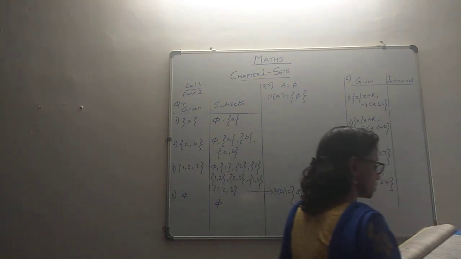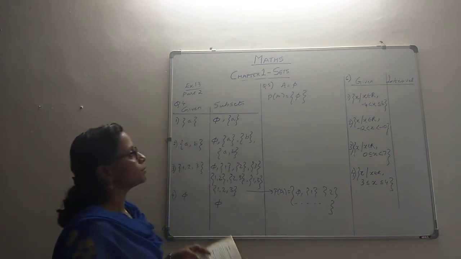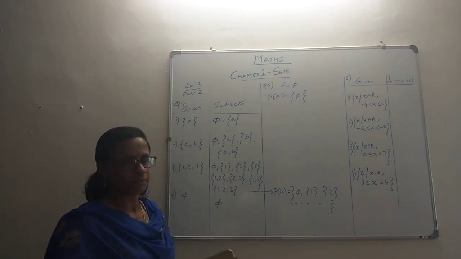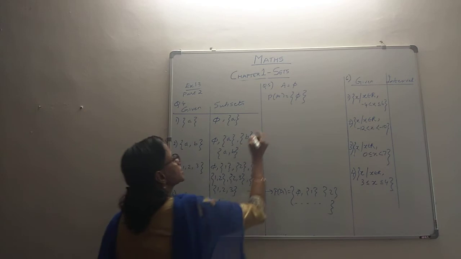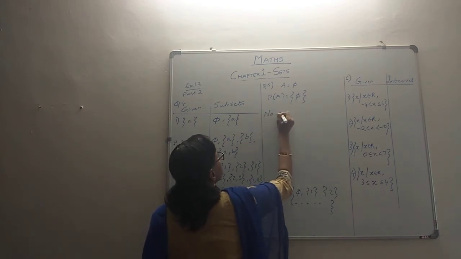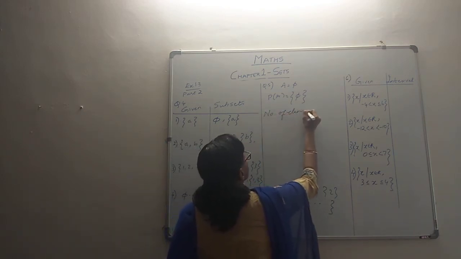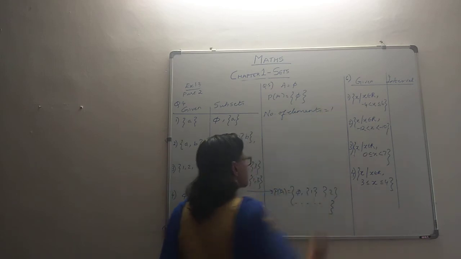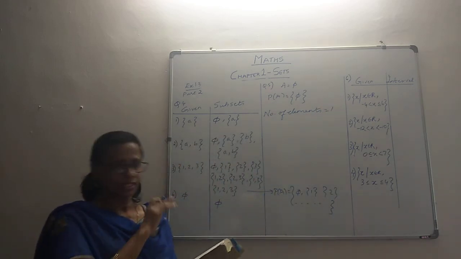Let's quickly move to the question of how many elements it has. It has got only one element. So you can write: number of elements is 1. They've asked us the number of elements, and the number of elements is 1, because we have seen it's only this way.